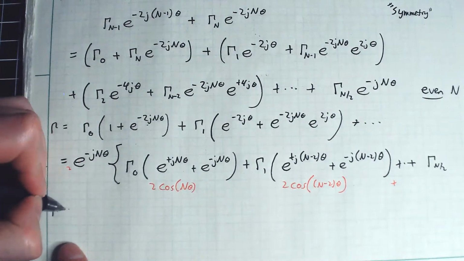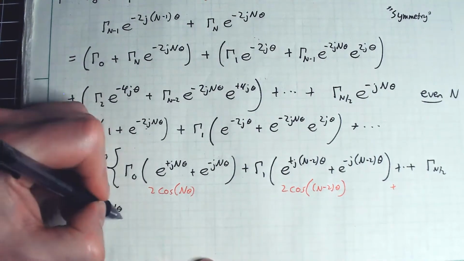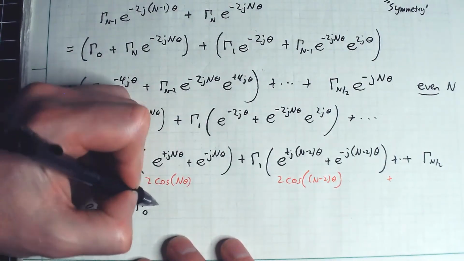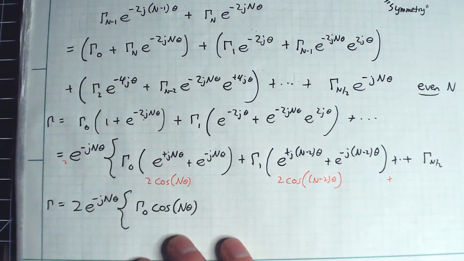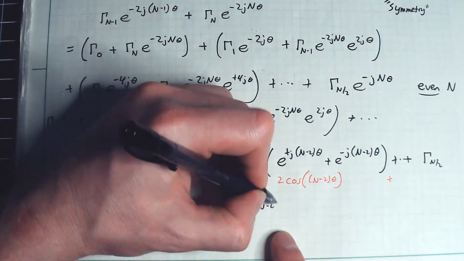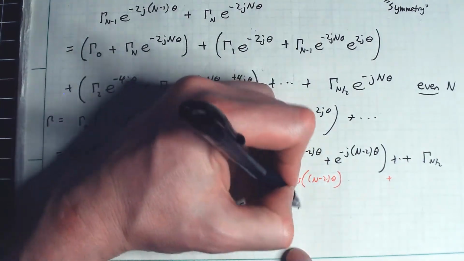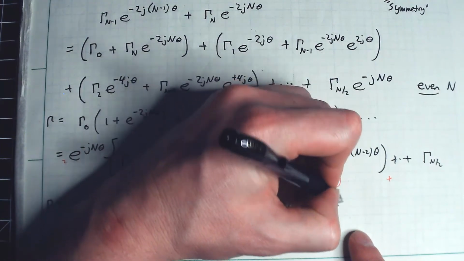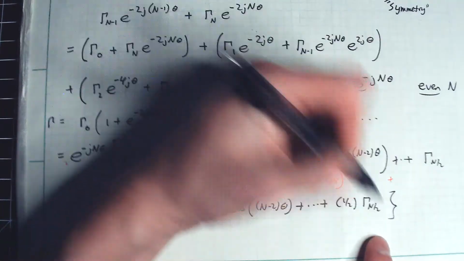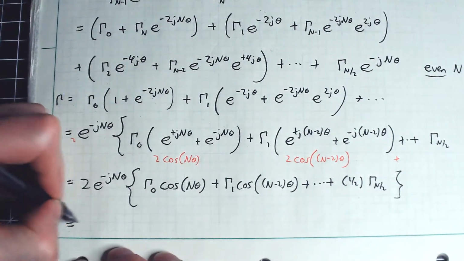And what you basically get is gamma is equal to 2 times e to the minus j n theta. And we'll get this sort of expression here. We'll get a gamma sub 0 times cosine of n theta plus gamma 1 cosine of (n minus 2) theta. And then I'll get an n minus 4, n minus 6, n minus 8, so on, dot, dot, dot, plus 1/2 gamma sub n over 2, because I factored out the 2 over here, and then we close the bracket. So now I'm going to rewrite this just a tiny smidge more, and we get basically the following.